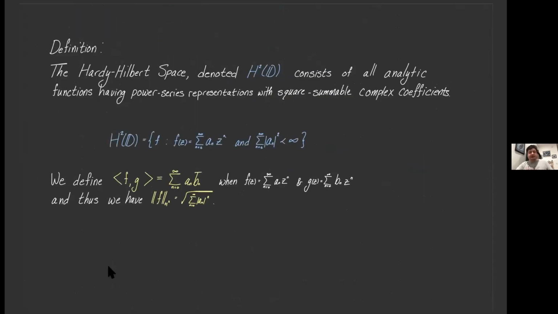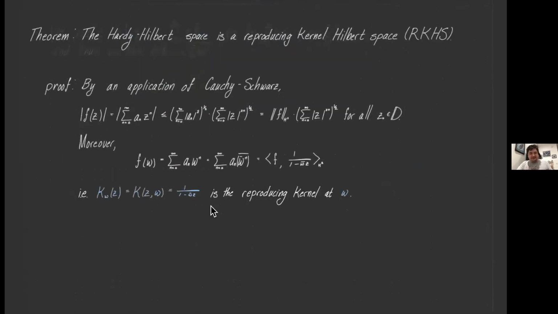So for instance, the Hardy space, everybody's favorite space, is the set of analytic functions having power series representations with square summable complex coefficients. This is these things here. You can define the inner product on it just by this, and its norm, like this. All right, so that's great, and it's not very difficult to prove that this is a reproducing kernel Hilbert space. You just have to prove that point evaluation is a continuous functional. So slap on Cauchy-Schwarz and call it a day.